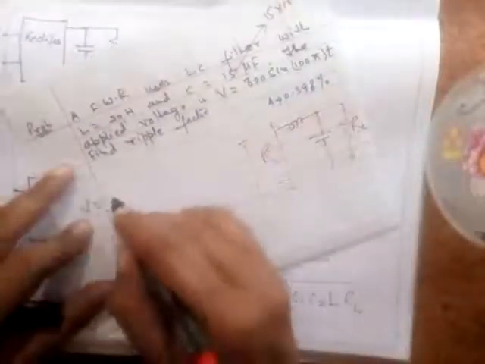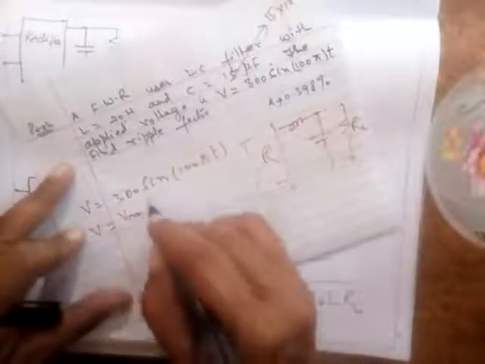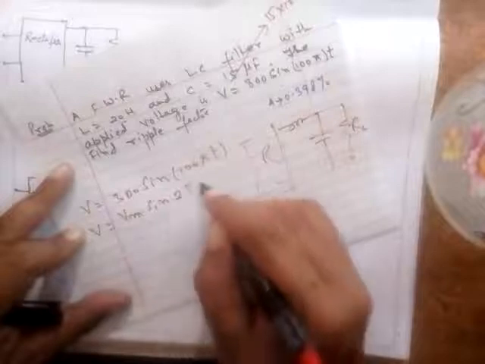The applied voltage V is 300, see this, it is 300 sine 100 pi t. If I compare this with Vm sine 2 pi ft, it will be 2 into 50 into pi ft. So from here you can say that the value of f will be how much? It is 50. It is clear, and it has been asked to find the ripple factor. This gamma you have to calculate from here.